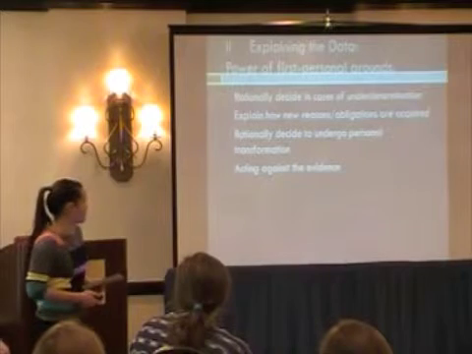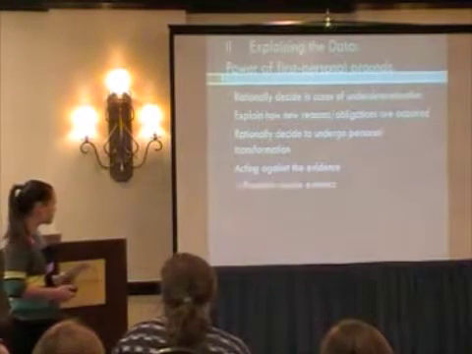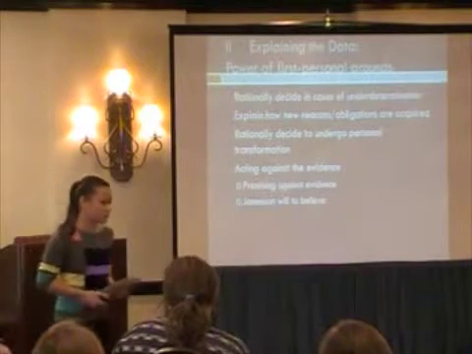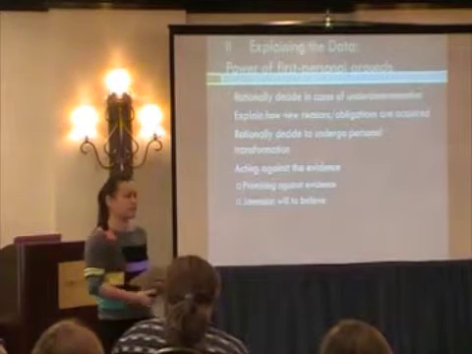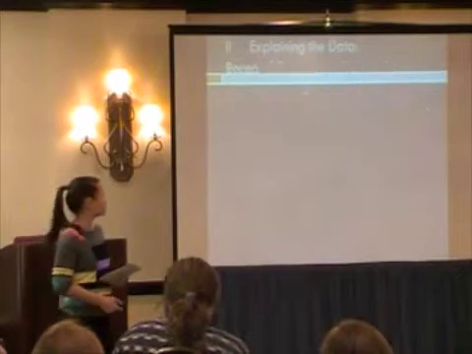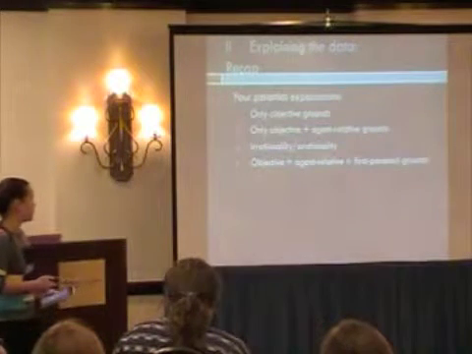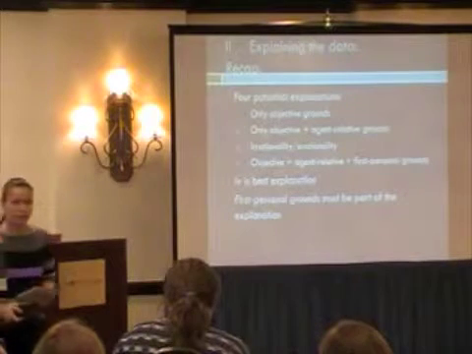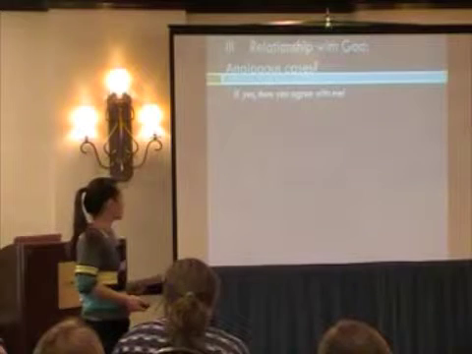And then we've talked about acting against the evidence. So for example, promising even though it seems difficult. This might even connect to the Jamesian will to believe. So you've got some evidence and then you're allowed to meet it halfway, and that meeting of it halfway is something that you do. All right, so to recap, here are the 4 potential explanations. I've argued that 4 is the best, and so that we should think first-personal grounds are part of the explanation. So now let's talk about God.